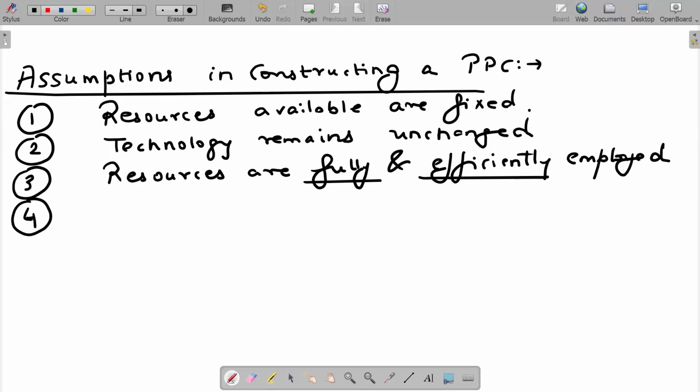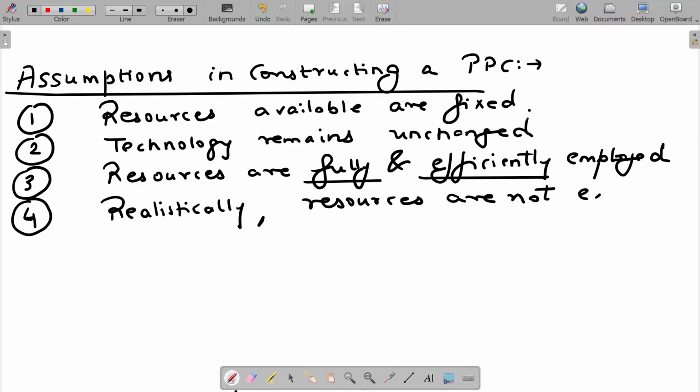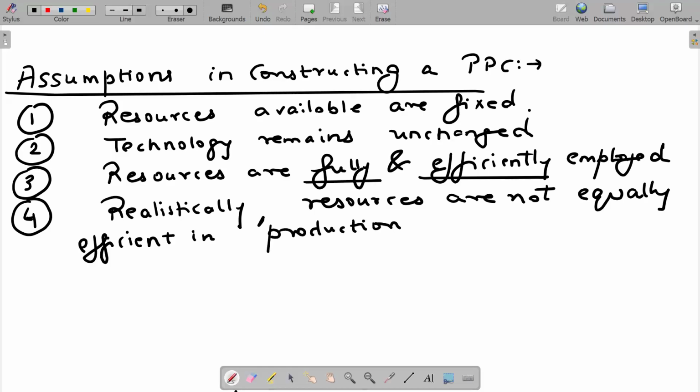Fourth assumption is quite an important assumption. Realistically, resources are not equally efficient in production of all the products. It means resources in the economy specialize in producing some good. So when I transfer them from that good to another good, they lose their efficiency.